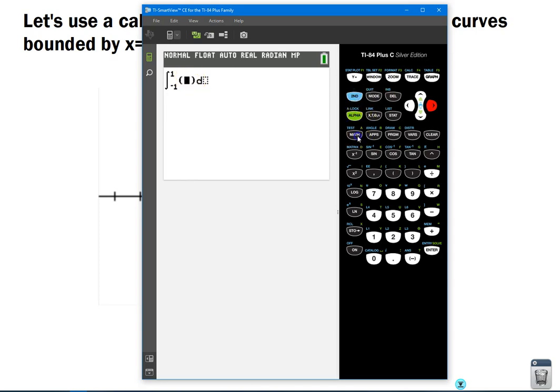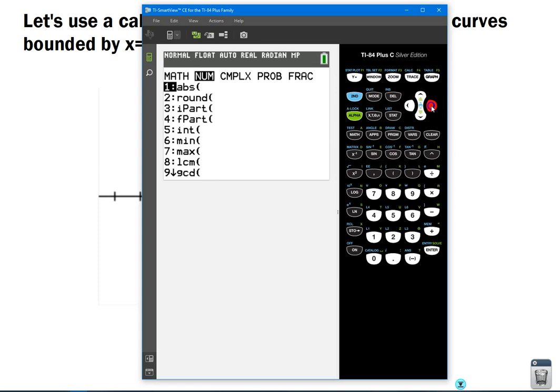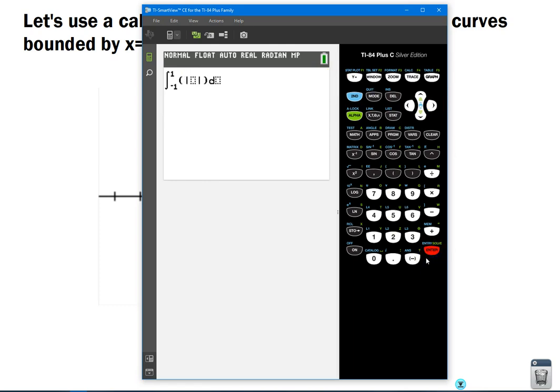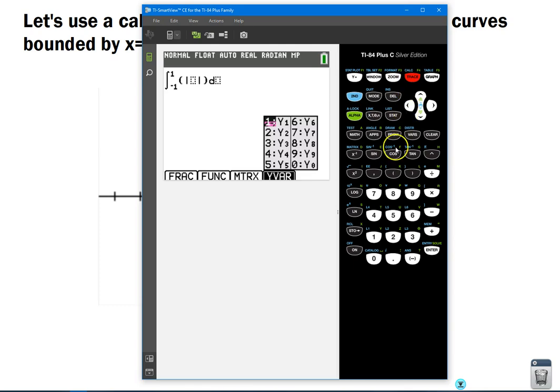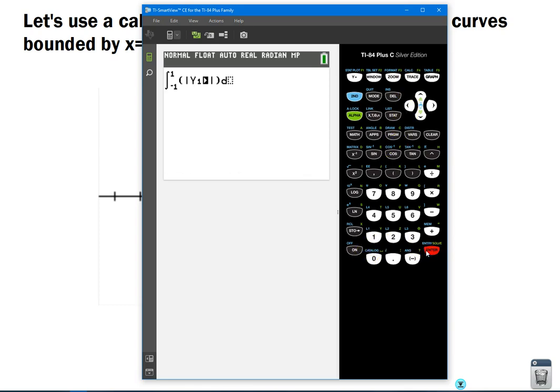So you're going to click Math, arrow over to Number. The first option is ABS for absolute value. You're going to say y1 minus y2. To get y1, click alpha, trace, y1 minus alpha trace y2. When you do it like this, your calculator automatically accounts for the swap between the top and the bottom curve. It does that for you by finding the absolute value of it.